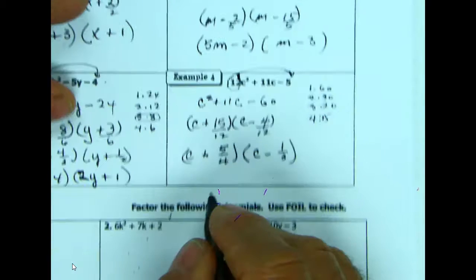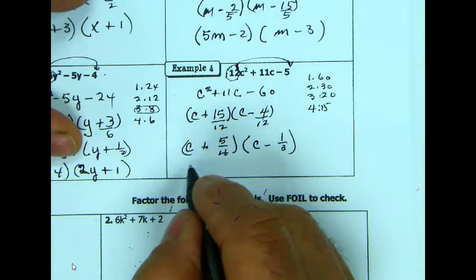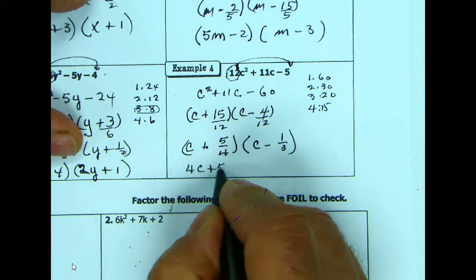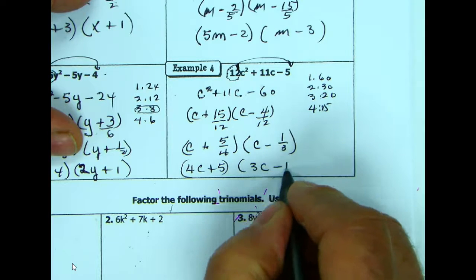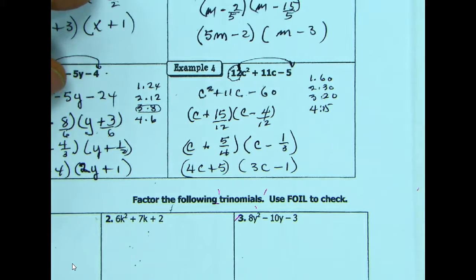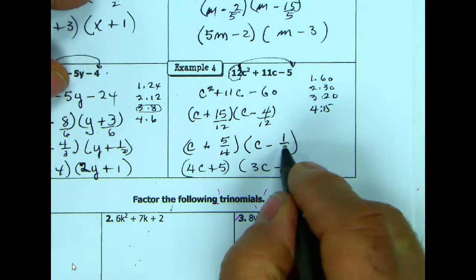Okay, last step. Let's move the 4 over here, 4c plus 5. Let's move the 3 over here, 3c minus 1. Is it a 1 over 3 right here? Yes. Yes, sir. Okay.